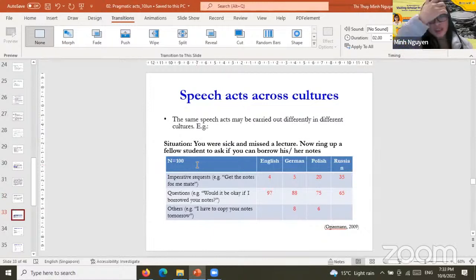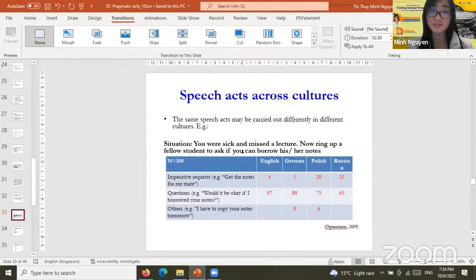This is a very interesting study by Ojianen 2009. What she did is she sent out one situation: you were sick and missed a lecture, and you ask a fellow student if you can borrow his or her notes. She asked the respondents to write down what they would say in this situation. She sent this situation to 400 students, university students.